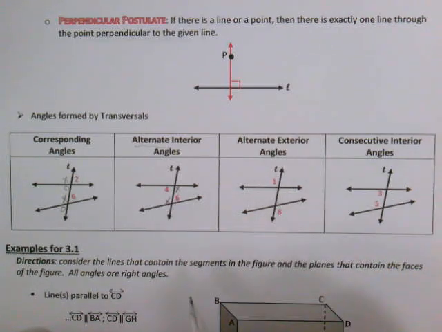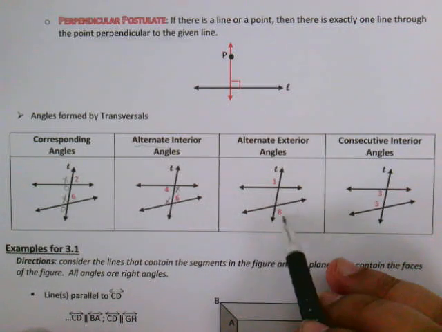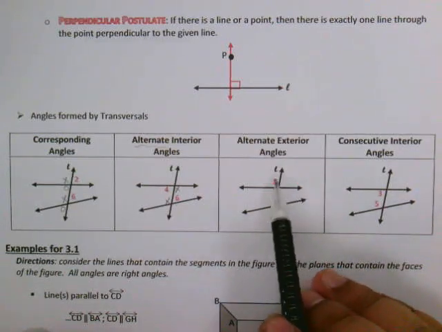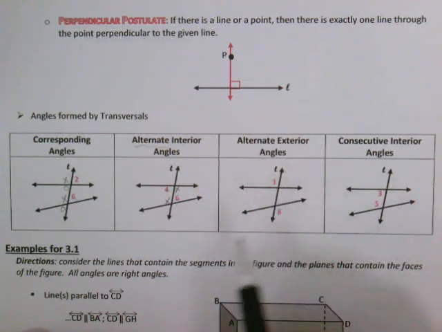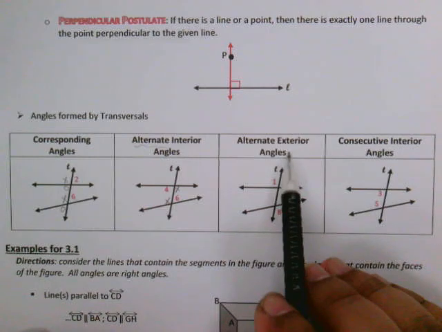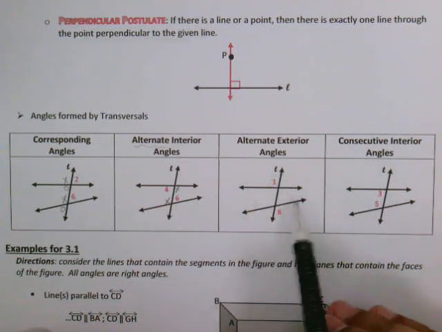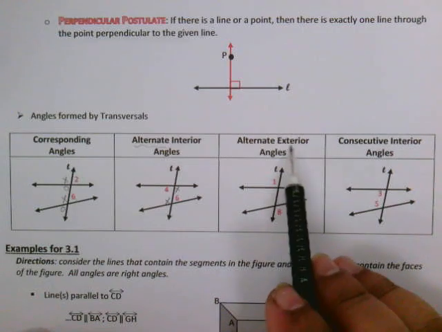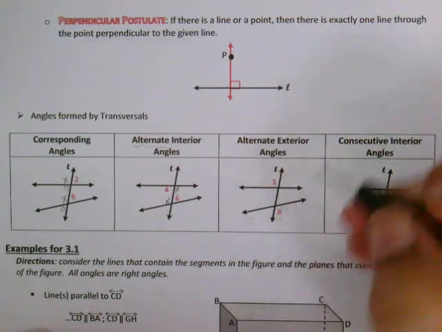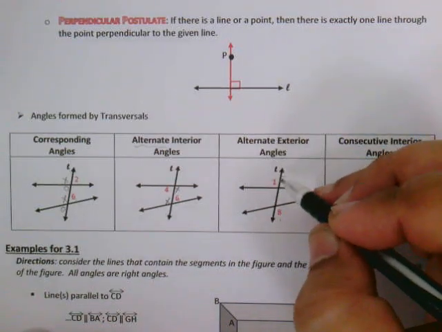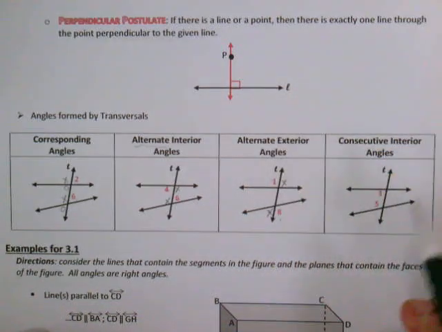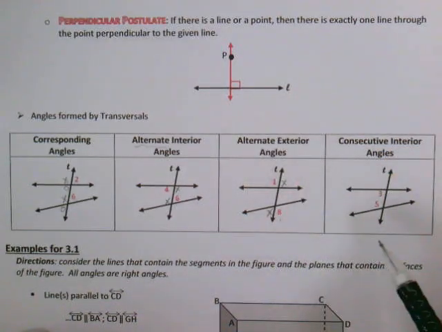Alternate exterior angles, however, include angles 1 and 8. You can see they are alternate. Again, they're on different sides of the transversal. And in this case, because they are not within the lines but outside of them, exterior, they are alternate exterior angles. We'd also have these guys. This one and this one would also be alternate exterior angles.